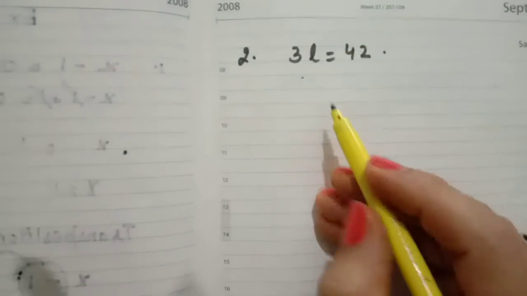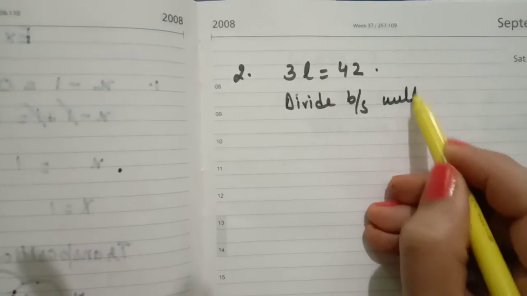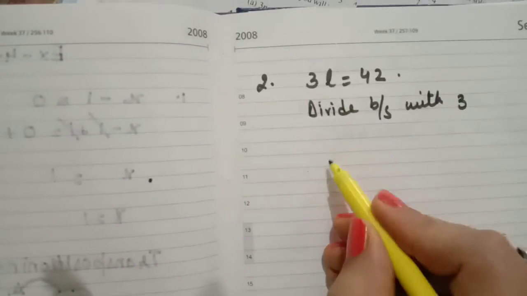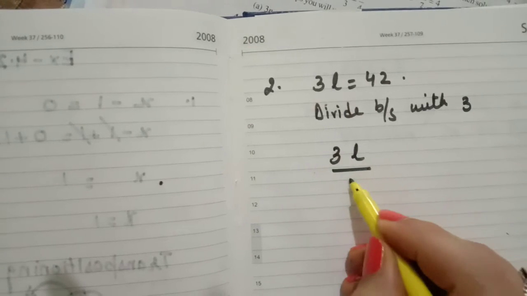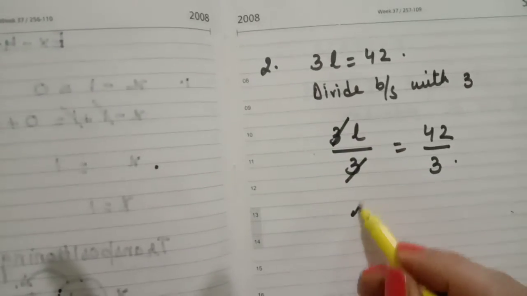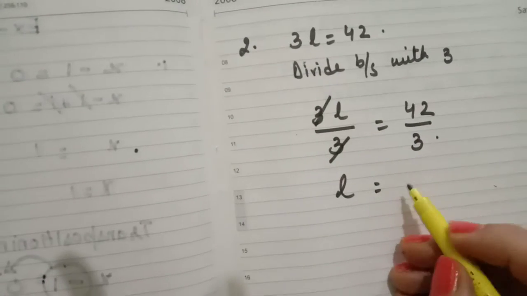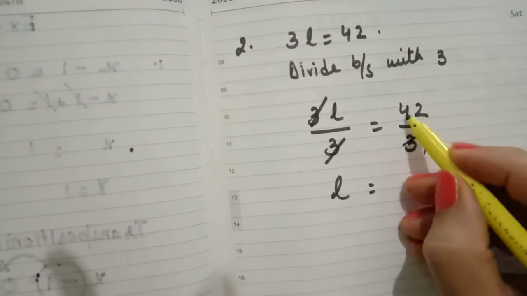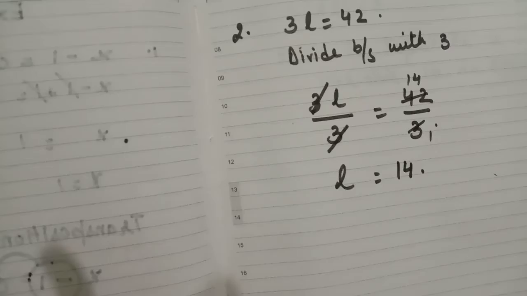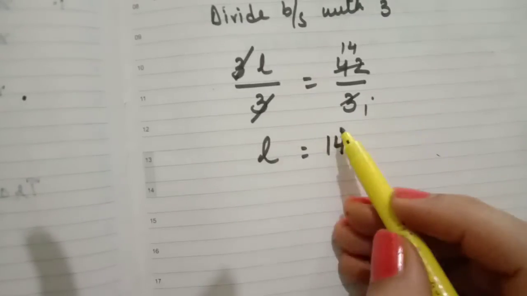So how am I going to do this? I will divide both sides by 3, to remove the 3. So this will be 3l divided by 3 equals 42 divided by 3. Here 3 and 3 will get cancelled out, so we get l all alone, and 42 divided by 3: 3 1s are 3, 3 4s are 12, so it will come out to be 14. This is how we divide them, and we got the value of l as 14.